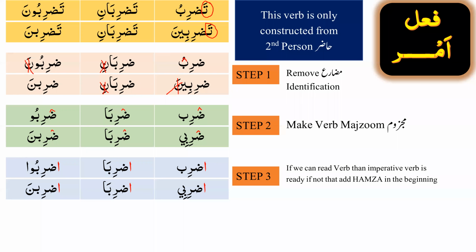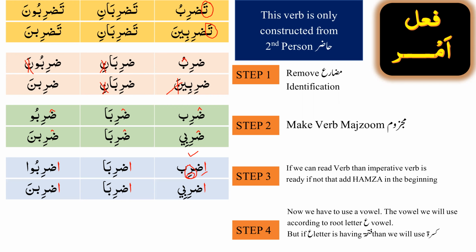You know the root letters fa, ain, and lam, right? Yes, sir. What is the ain in this verb? Raw, sir. Raw. This is the ain. Very good. So what is the vowel of ain? It has a kasra, sir. Yes, just use it. Understood? Yes, sir. So now read.